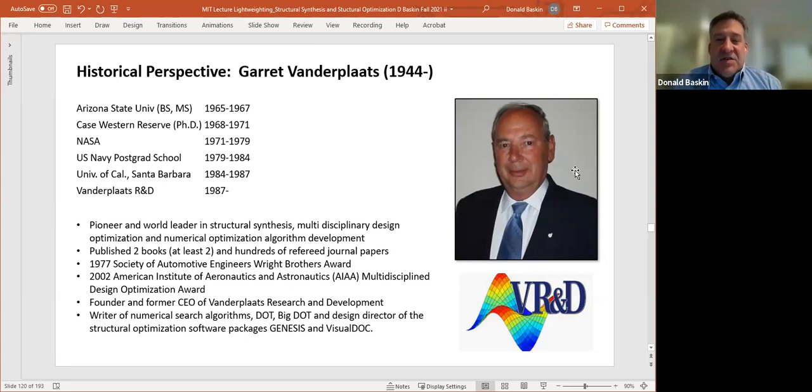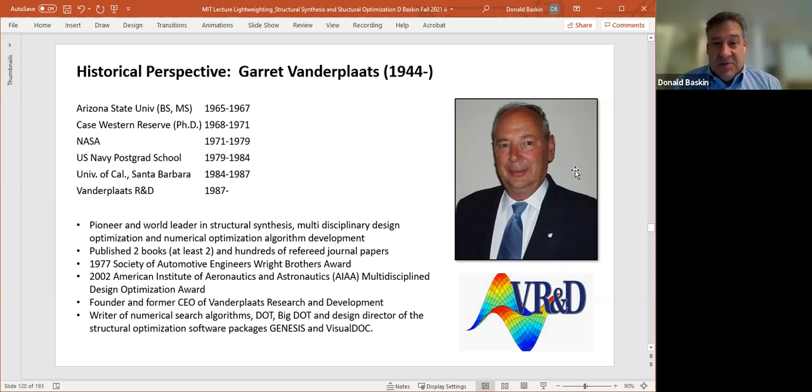Again, I'm introducing you to these various people because if you want to learn more about these topics, you can now easily go to the library and look up their names, and you'll get a bunch of papers. If you're interested, you can read those and learn more about, in this case, numerical optimization. So Vanderplaats went to Arizona State for undergraduate, and I've met him a couple times, and he said he didn't get real great grades in high school, so he went to Arizona State. However, he's a brilliant man, and apparently his professors noted that he was a brilliant student, and he got a ride to get a PhD at Case Western Reserve.